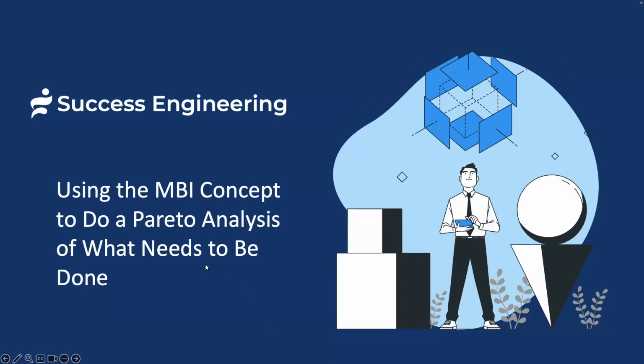So it's how do you use MBIs to do what I call a Pareto analysis of what needs to be done. I also call this Pareto versus Parkinson's. And this is important. Pareto is the idea that I get 80% of the value for 20% of the work. And Parkinson's law is work will fill the time allotted. Okay, so let's look at that.